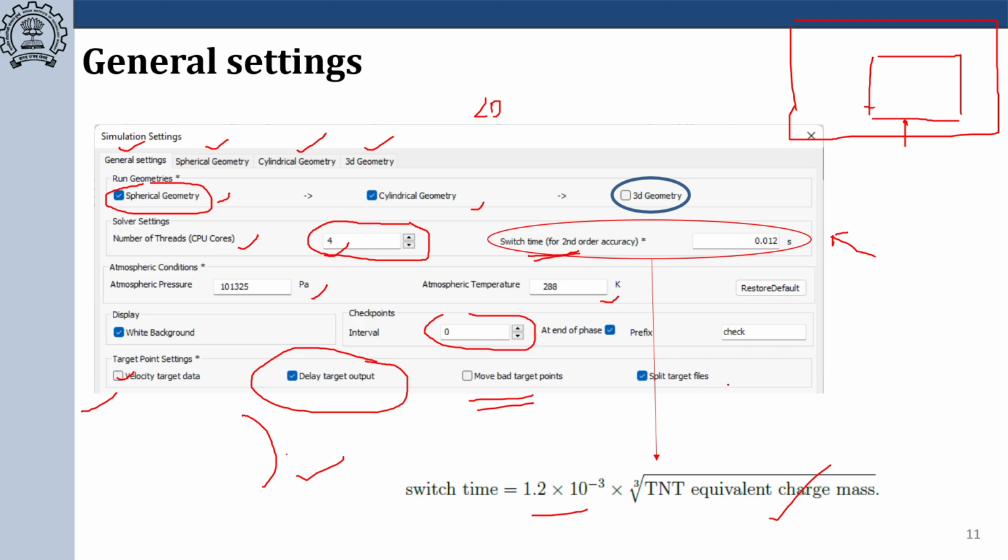And split target file is basically, say each target point, it will give you a separate file for each target point, or else it will give in groups, a bunch of 1 to 20 target points. It will be giving your data points, the data from the analysis. So these are the general settings.